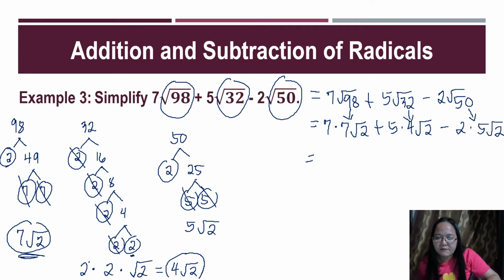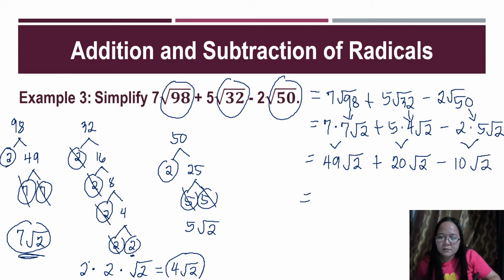Let us simplify. 7 times 7 is 49. So we have 49 square root of 2 plus 5 times 4, 20 square root of 2 minus 2 times 5, 10 square root of 2. So if you will try to observe, we have 49 square root of 2, 20 square root of 2, and negative 10 square root of 2. We can consider all these expressions similar, since they have the same indices and radicands.